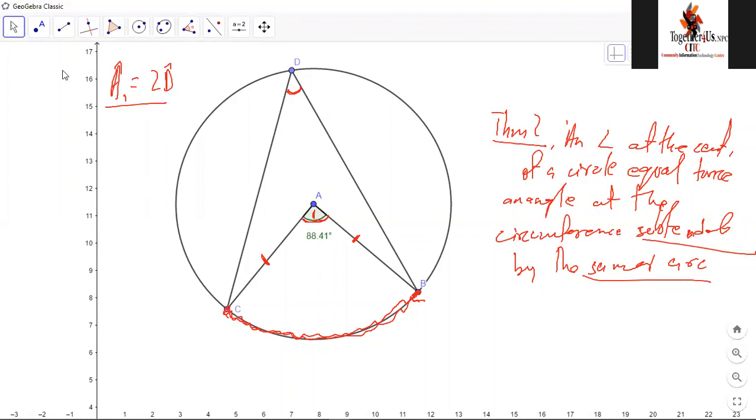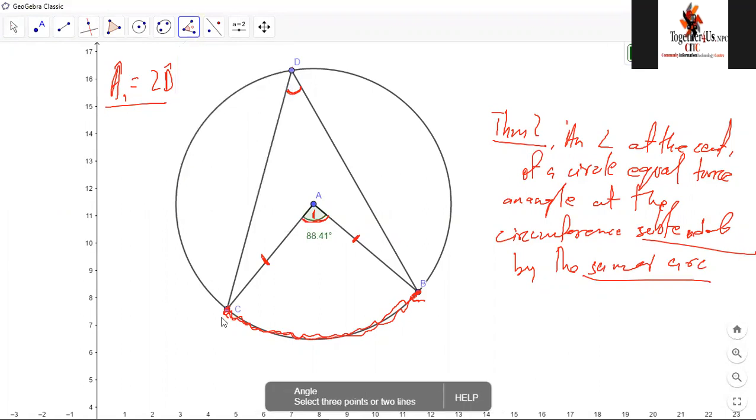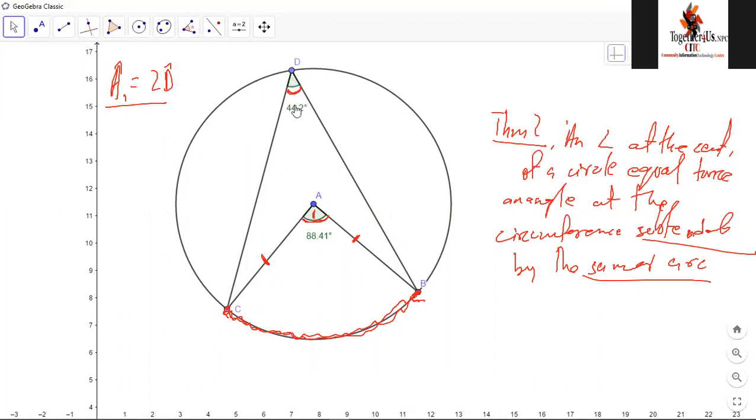So let's go ahead and measure this angle. We're going to measure this angle and see if we get the desired result. Bravo, excellent. There is the desired result. And so we can see the cool thing about this theorem.